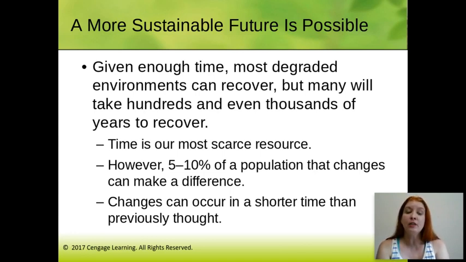Changes are also, we're noticing, can occur in a much shorter time than previously thought, and we are still seeing the results. So if we can start making changes for the good, we can kind of snowball that effect into a better future.